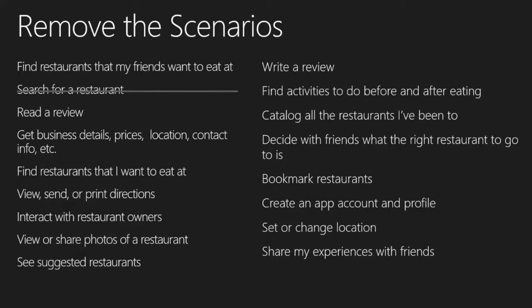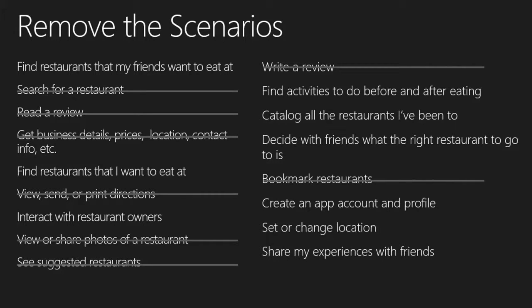Well, a good one is search for a restaurant. That's not really a scenario, it's more of an action that's going to be performed. The same with reading a review. This is more like content interfacing. This isn't what the scenario is going to be. Business details, prices, locations, same premise. View, send, or print directions. Again, these are actions. View or share, anything with sharing and viewing, seeing suggested restaurants, writing anything, bookmarking. Again, these are all actions. These are things that might instead be better added into the features section. Create an account and profile, set or change a location.